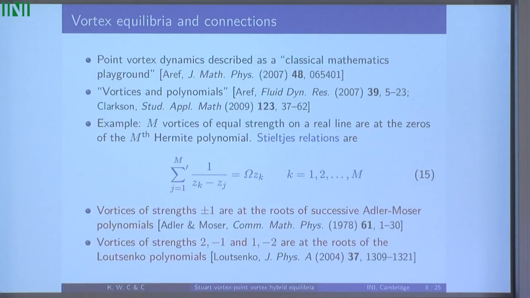The second set of polynomials is more recent, described by Lutsenko, so we call them Lutsenko polynomials. These are basically vortices of strength 2, minus 1 and 1, minus 2, and they are at the roots of Lutsenko polynomials. Now, neither of these papers actually explicitly concern themselves with vortices. Lutsenko, for example, had various other considerations, and also talked a bit about the configuration of charges. But it's the same thing that's applicable for vortices. I'll describe them more in a bit.